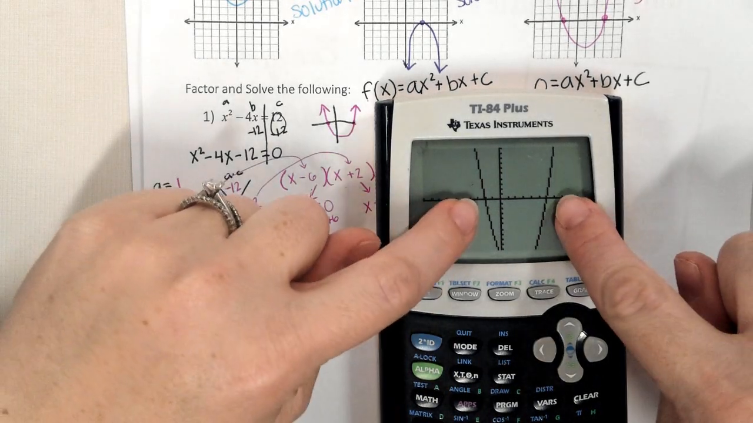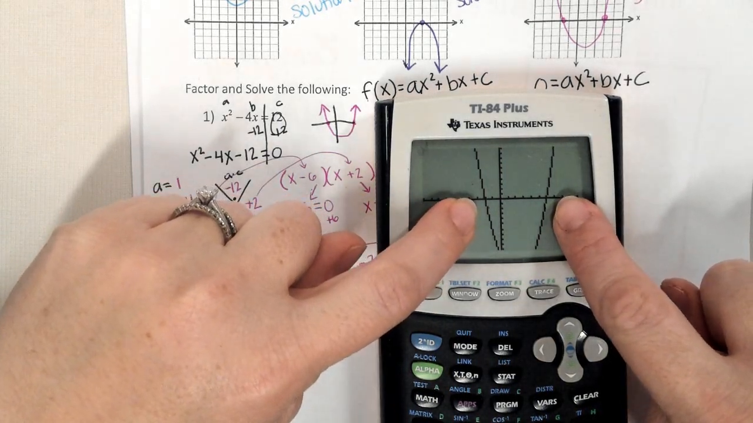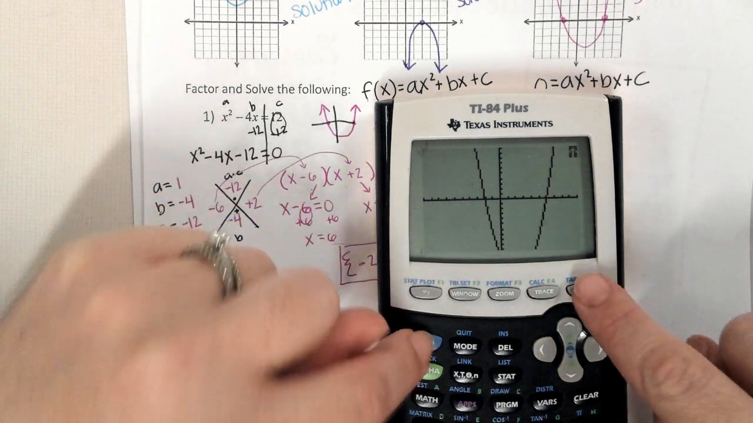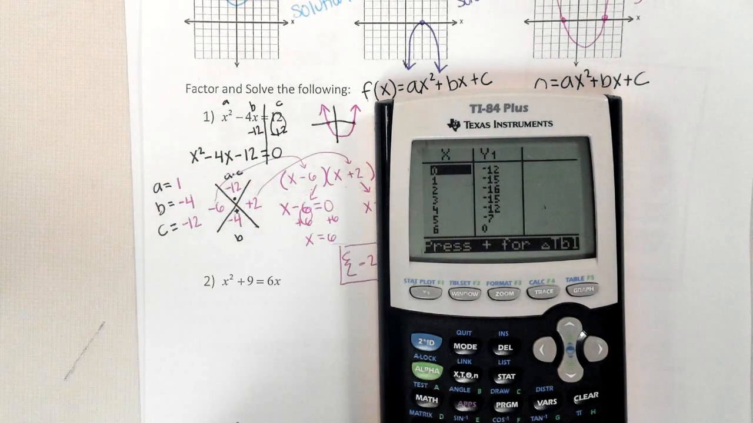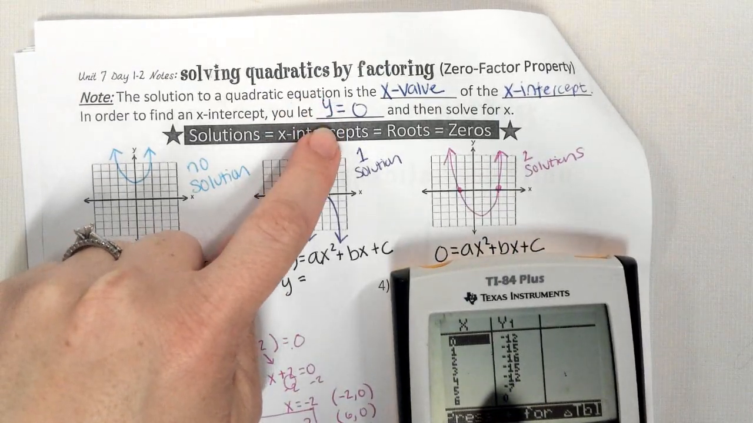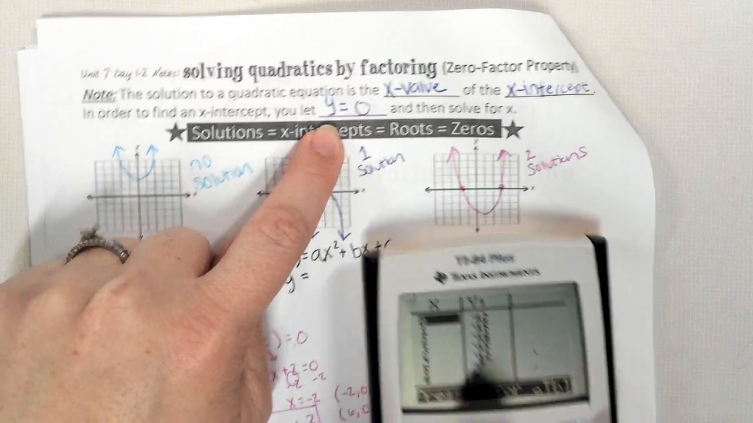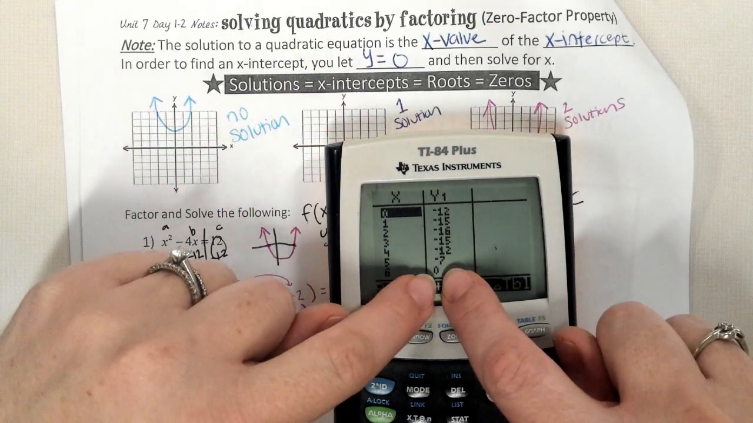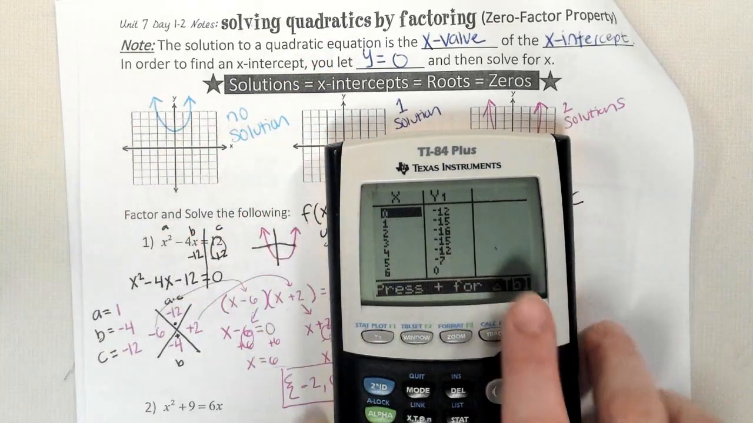How many times did it touch? So how many solutions do I need to find? 2. So watch when I go to my table. How many do I see? Well, I'm looking for where y is 0. So here's y is 0. What's my answer? Did I get that?